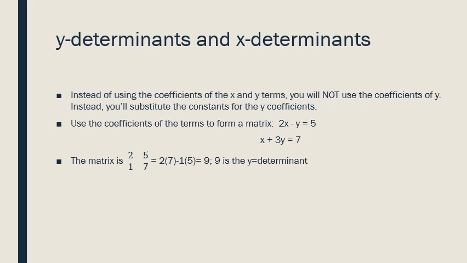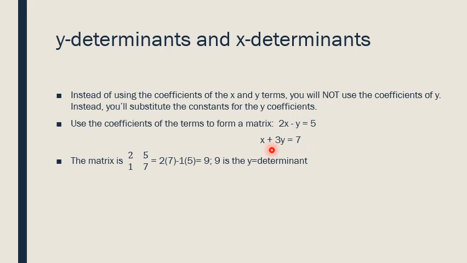Instead of using the coefficients of the x and y terms only like we did in the previous slide, you will not use the coefficient of y. Instead, you substitute the constants in the equation for the y coefficients. So here's our equations. We're going to use the coefficients of the terms to form a matrix. So our matrix now is 2, 5, 1, 7. I'm still using the coefficients of the x terms, 2 and 1, but now I'm switching over to the 5 and the 7 because I was asked to find the y determinant.